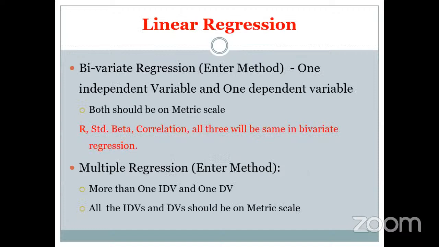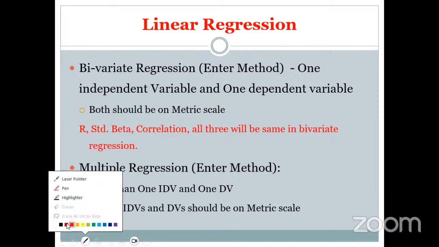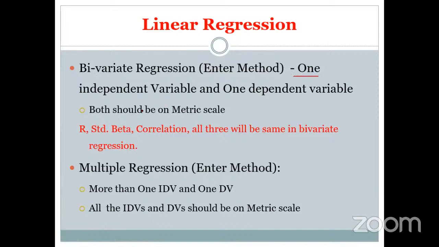Now, when we understand regression, it is linear regression. We will cover only linear regression in our session. Bivariate regression means we have one independent variable and one dependent variable. Only one independent and one dependent variable. Both should be on a metric scale. Metric scale means either interval scale or ratio scale. Interval means a Likert-type scale or like that. Otherwise it could be ratio scale data.